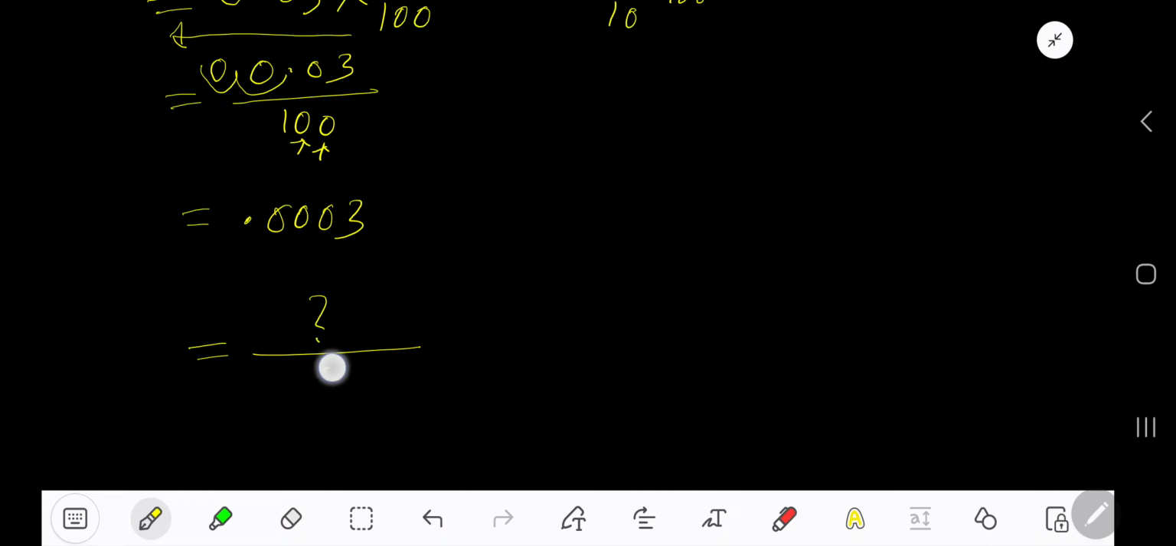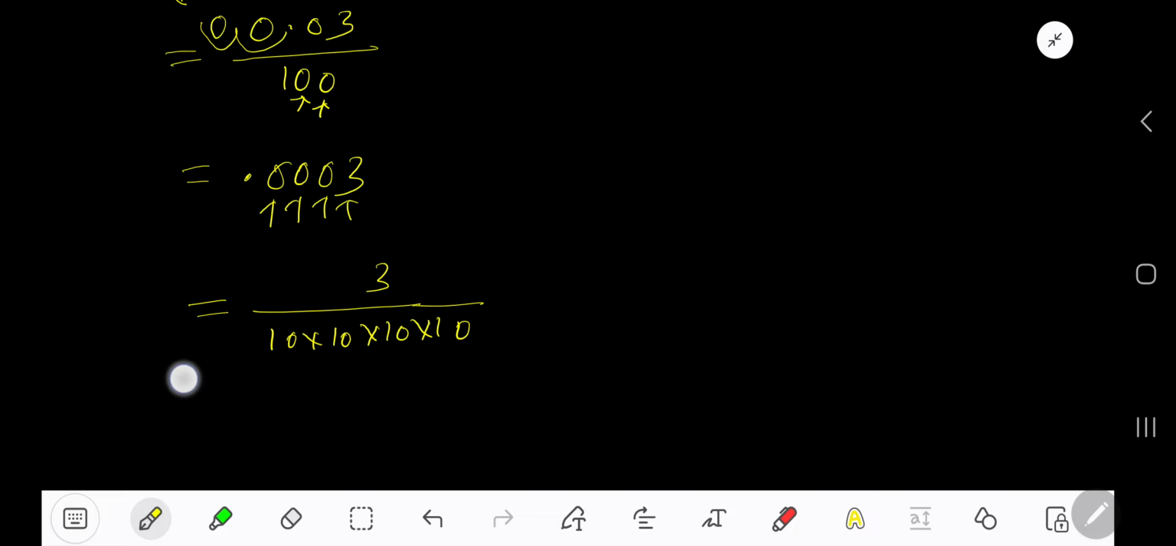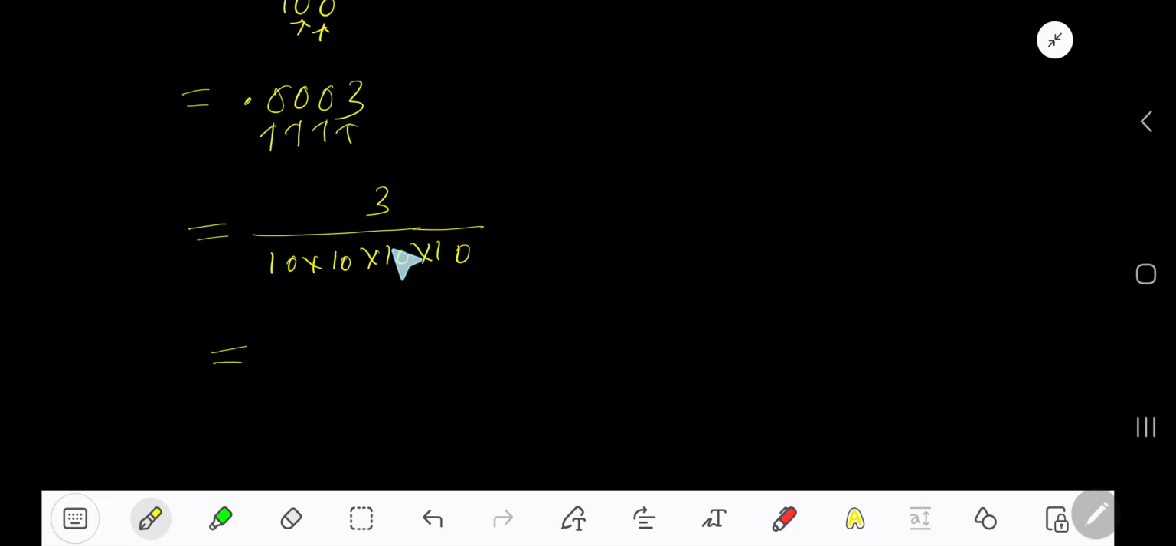Now you need a numerator and denominator. For the numerator, just keep this decimal and write the number you are getting. And for the denominator, for every digit after the decimal, you have to consider a 10. 1, 2, 3, 4. So you have to write 10,000. You can delete the decimal. Now look, 3 multiplied by 1 is 3. 1 times 1 times 1 times 1 means 1, followed by four 0s.